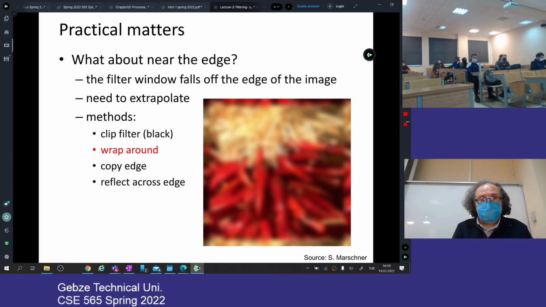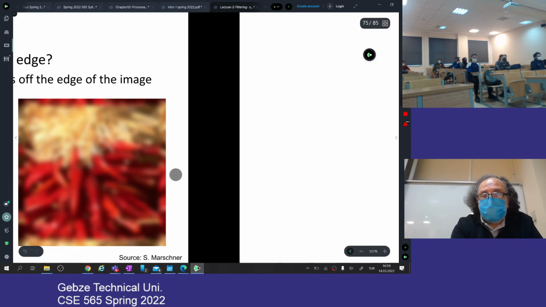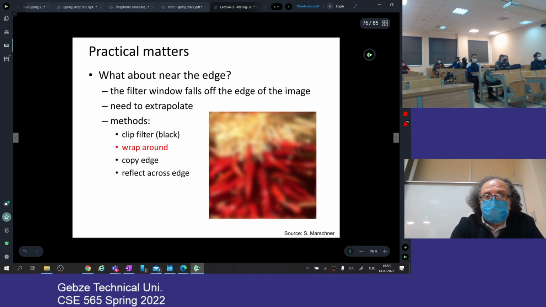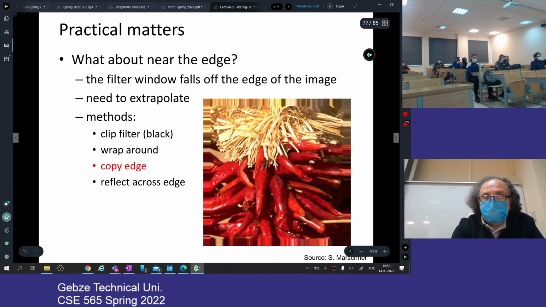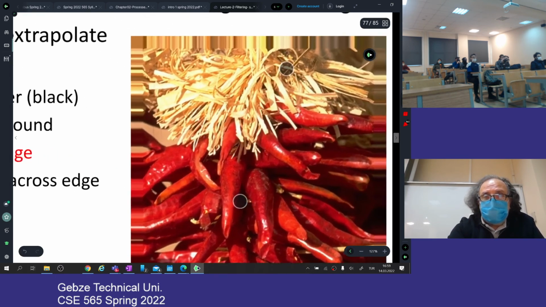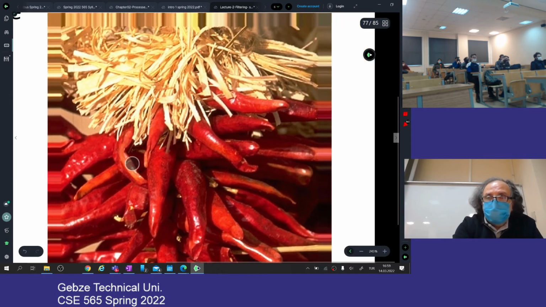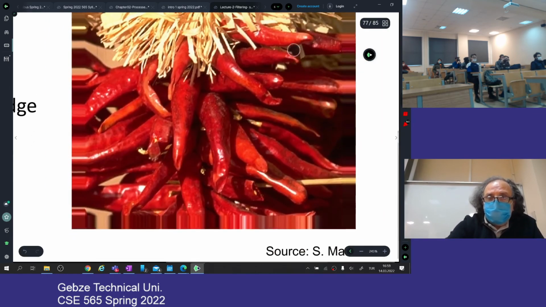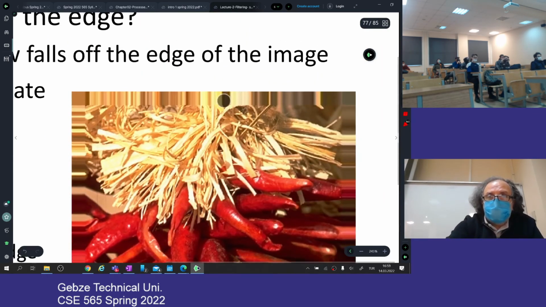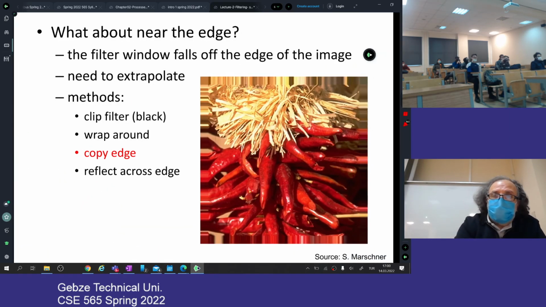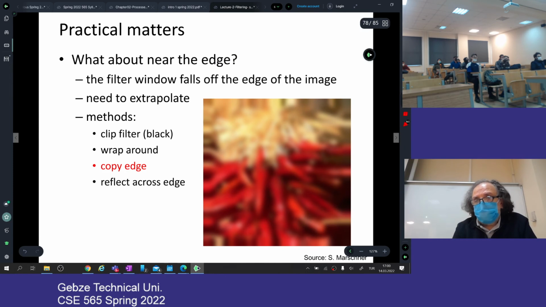Okay? And then we have another kind of heuristic solution. Another kind of heuristic solution is copy the edge. See? Make your image larger by copying the first column, last column, the last row, and the first row first. Okay? Make your image larger a little bit and apply your filter, and this would be the result.